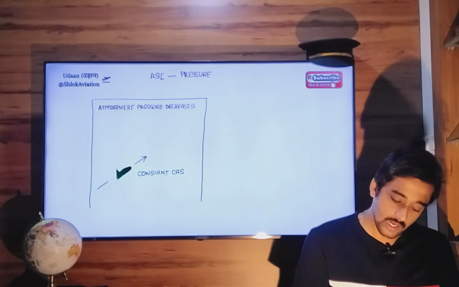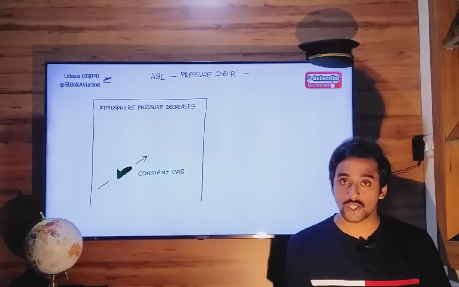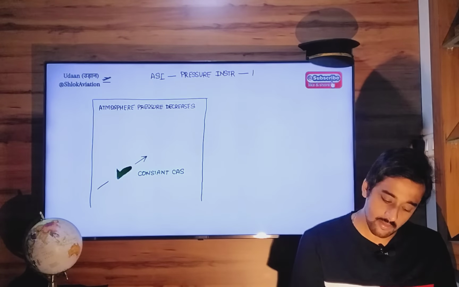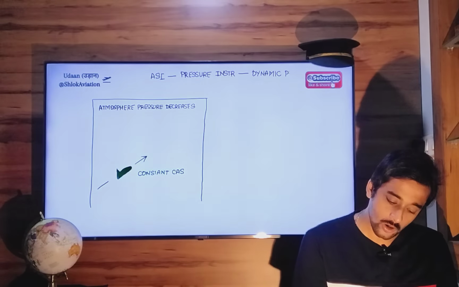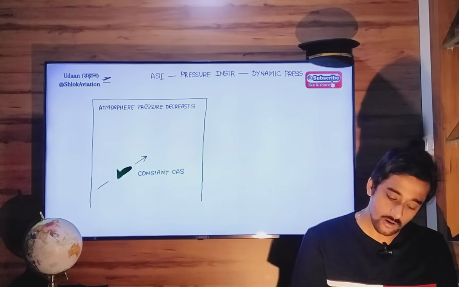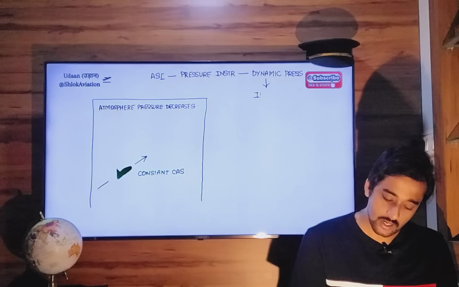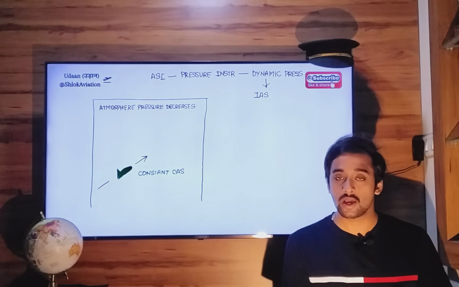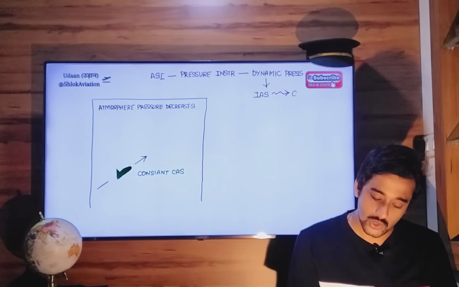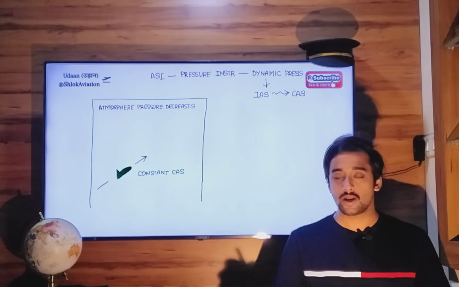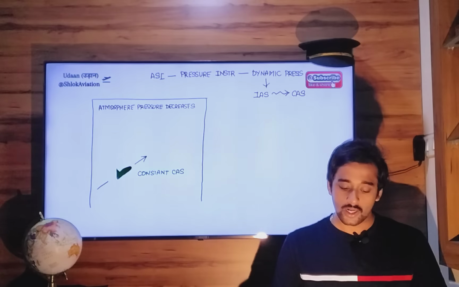Is a pressure instrument. It uses what kind of pressure to show airspeed? It uses dynamic pressure, and this dynamic pressure is shown to us in the form of indicated airspeed. Indicated airspeed corrected for position error and pressure error gives us calibrated airspeed. Okay, so calibrated airspeed.